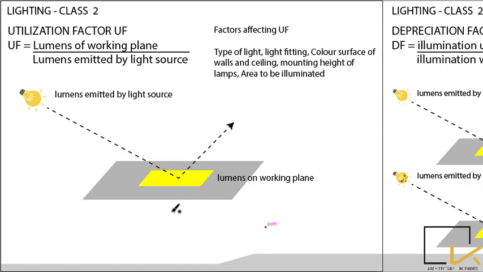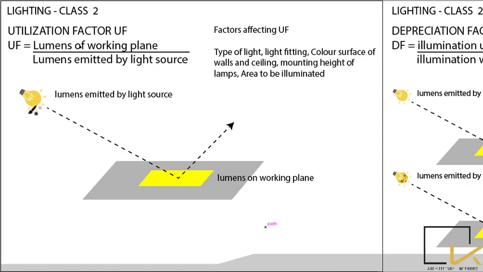So in the second class we will be seeing various terms, so let's get on with it. The first term is utilization factor. Utilization factor is given by the ratio of lumens on working plane divided by lumens emitted by light source.